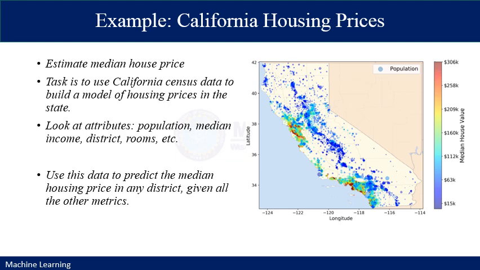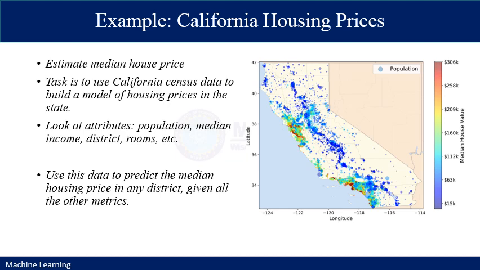An example application is provided to you with the lecture material on the CMS. This example is from the California Housing Census database, and you have to predict the housing prices. Housing price is an actual value, therefore this is a regression task. You have to estimate the median house price, and the task here is to use the California census data to build a model of housing prices in the state.